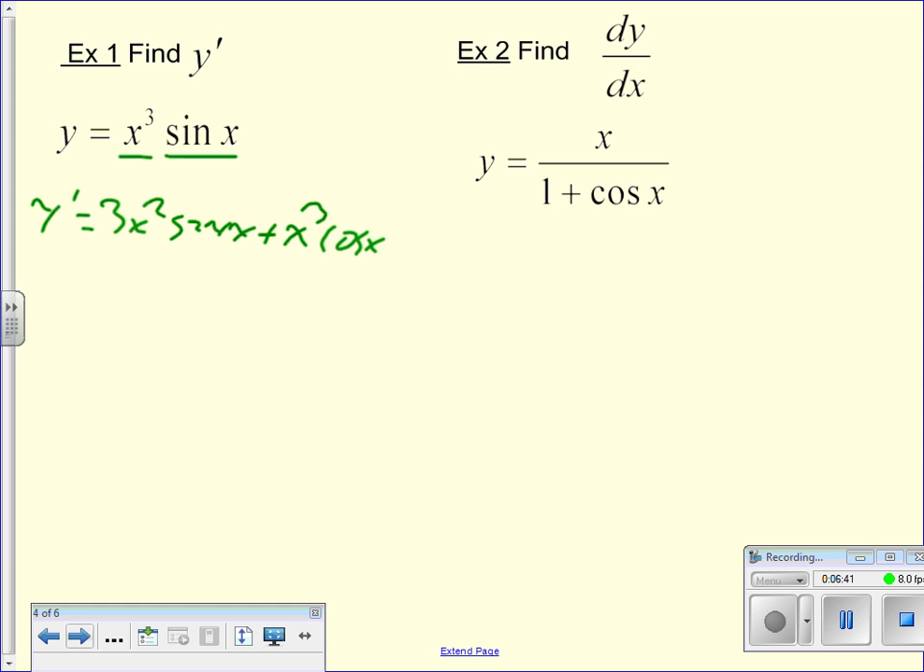Now, if we were going another step further, let's say we were looking for a tangent line, or we were trying to solve this to find where the zeros are, then I would set it equal to 0. I would factor out x squared, and that would give me 1 0, and then I'd have to figure out where the other zeros are by solving the trig function separately. But I would do that.